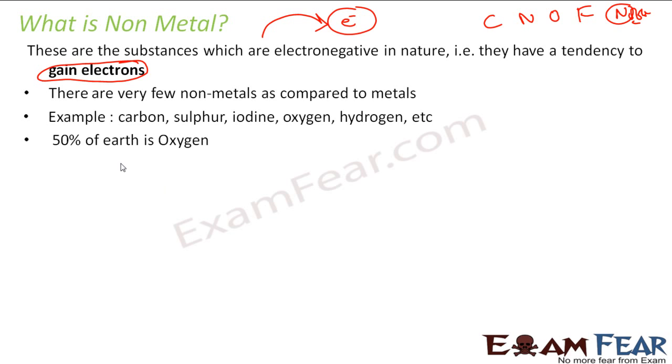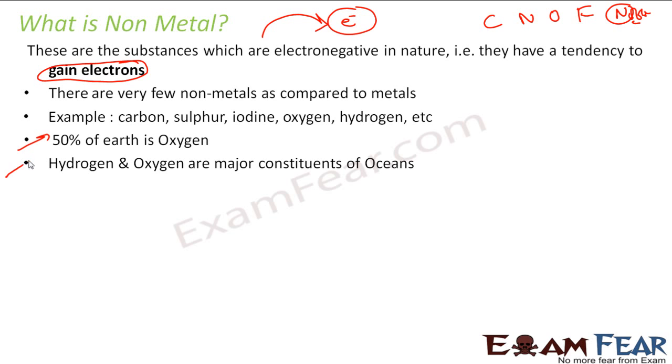But if you see, 50% of the earth is oxygen only. One particular non-metal itself is 50% of the earth. Hydrogen and oxygen are the major constituents of the ocean. So non-metals are less in number, but they are more in quantity. Most of the things around us are non-metals, right? But the number of non-metals is less.